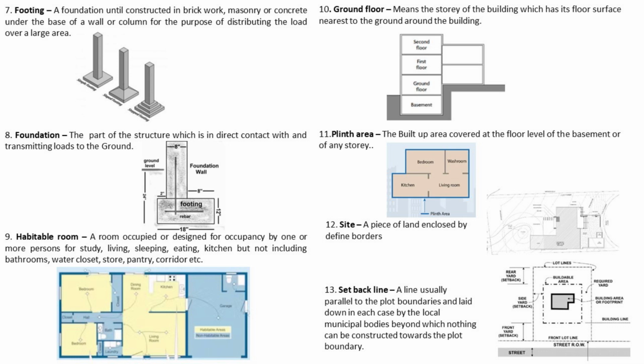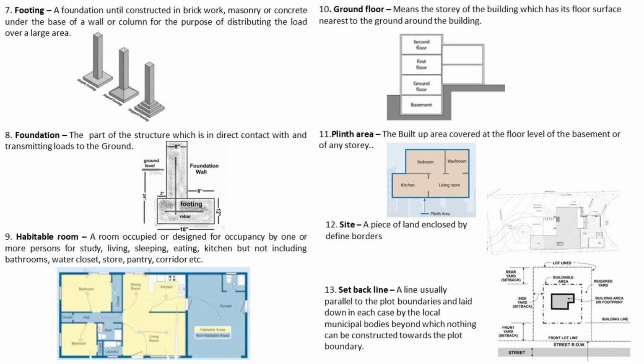Now talking about the ground floor, it means the story of the building which has its floor surface nearest to the ground around the building, or just above the road level. Plinth area: the built-up area covered by the floor level of the basement or any story is known as plinth area. Okay, as you can see in the picture, the blue line is showing the plinth area.